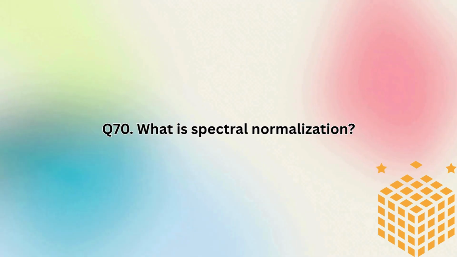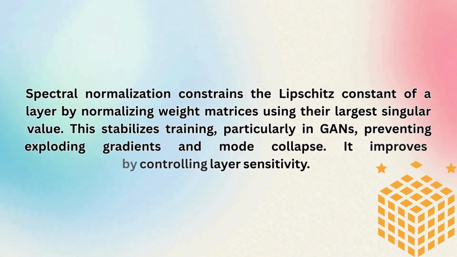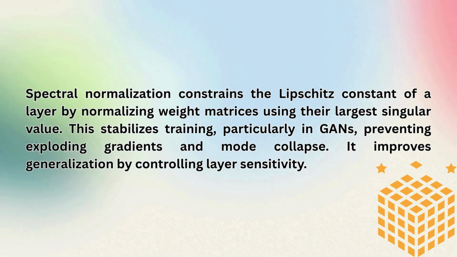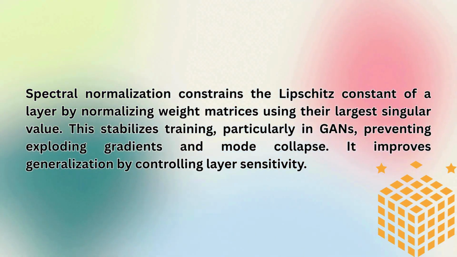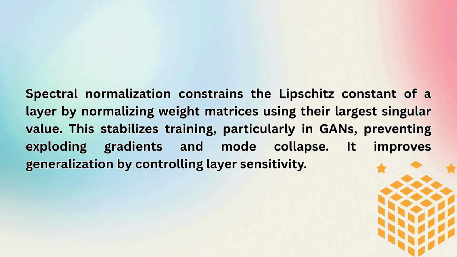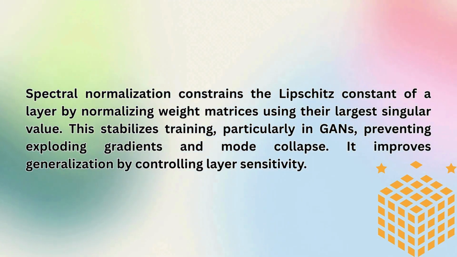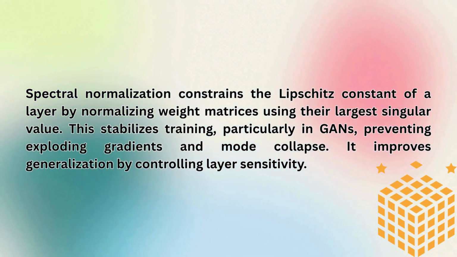What is spectral normalization? Spectral normalization constrains the Lipschitz constant of a layer by normalizing weight matrices using their largest singular value. This stabilizes training, particularly in GANs, preventing exploding gradients and mode collapse. It improves generalization by controlling layer sensitivity.